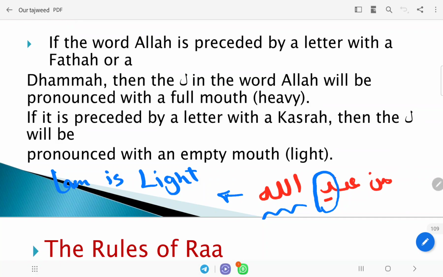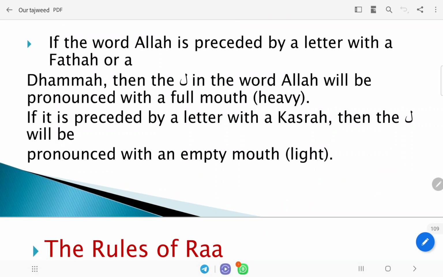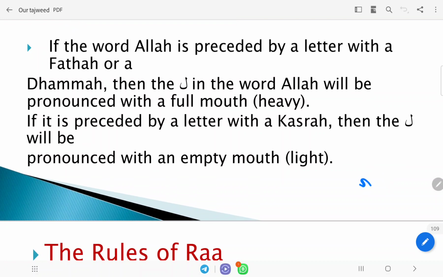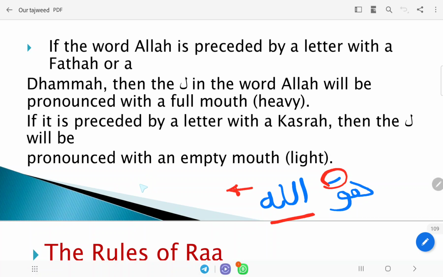Another example, هو الله. Here the word Allah is preceded by fatha, so here the lam is heavy, and we will pronounce it as هو الله.